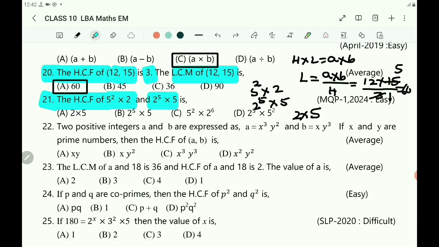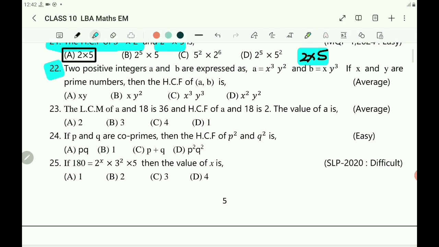Once you go through the options, option A, 2 into 5, is there. Option B, 2 power 5 into 5. Option C, 5 power 2 into 2 power 6. Option D, 2 power 5 into 5 power 2. Then what is the answer? HCF of the given numbers 5 power 2 into 2 and 2 power 5 into 5 is 2 into 5. So option A, 2 into 5, is the answer. Note down the answer.